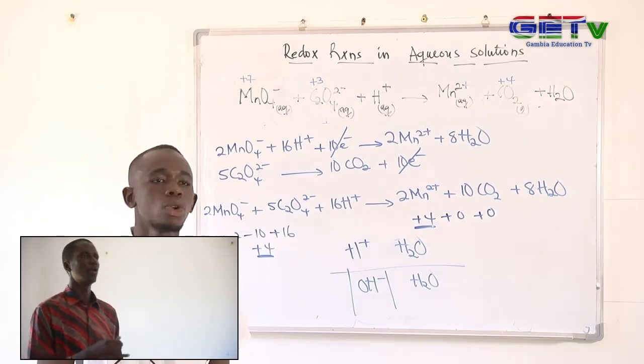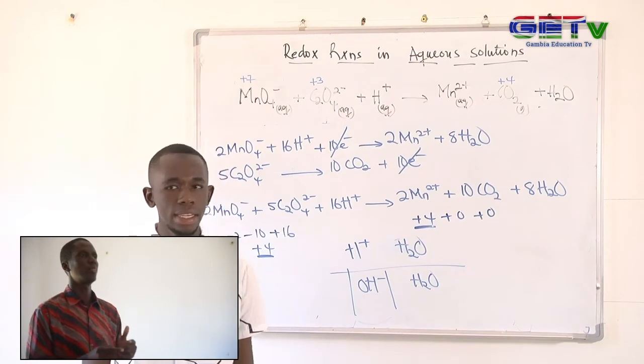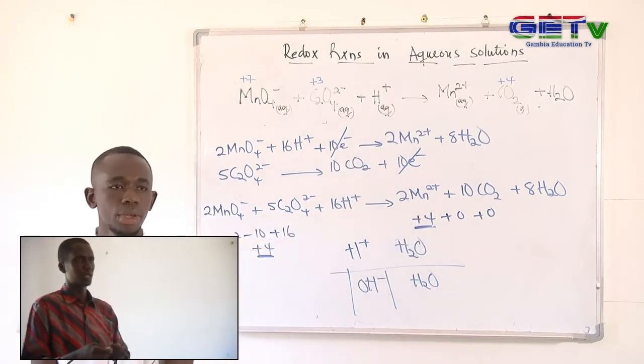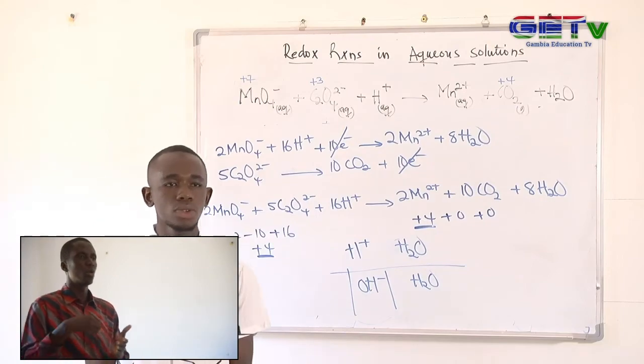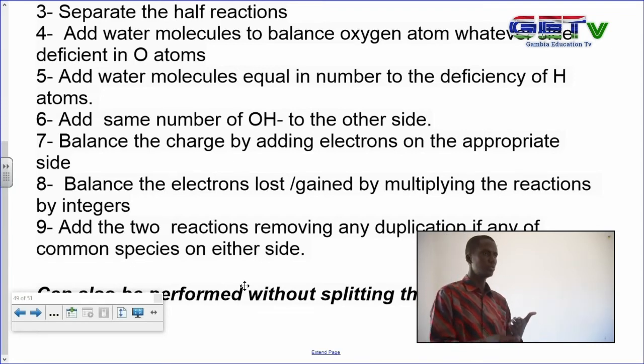Now, balance the electron loss or gain by multiplying the electrons by integers. That's the same thing as we did in the acidic medium. Now, add the two reactions, removing any duplication of common species on either side. That is, after balancing the basic medium, if we have hydroxyl ion on two sides, it's duplicated.